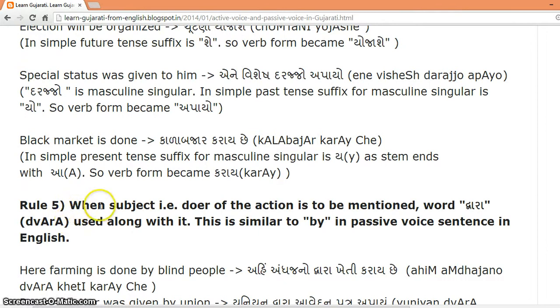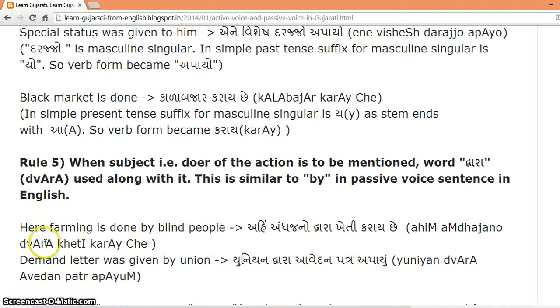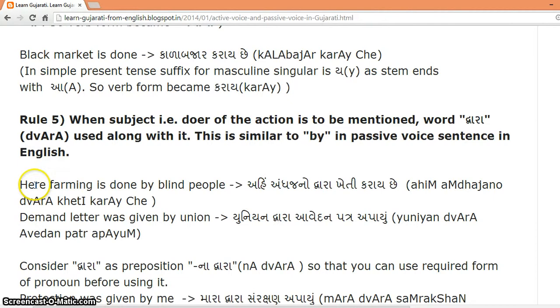Fifth rule, when subject that is doer of action is to be mentioned, word dwara is used along with the subject. This is similar to using word by in passive voice sentence in English. Examples: here, farming is done by blind people. Ahin andhajano dwara kheti karay chhe. So, by blind people is andhajano dwara.